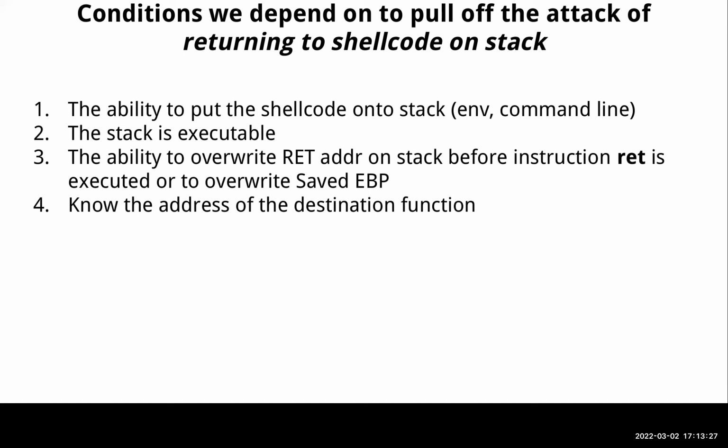Also, we need to know the address of the destination function. Sometimes not necessarily the accurate address, we can just guess. So as a defender, how do you defeat this attack? You take out those conditions one by one. You think about how can I take out one condition, so at least I can defeat the current attack.